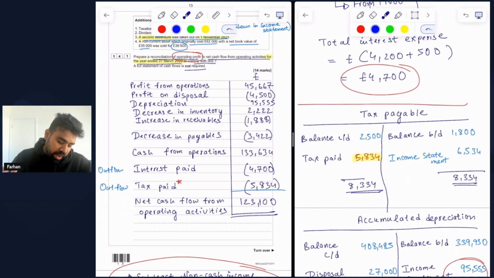And once you have done that, you can subtract the interest paid and the tax paid from the cash flow from operations, and you should arrive at net cash flow from operating activities of £123,100.